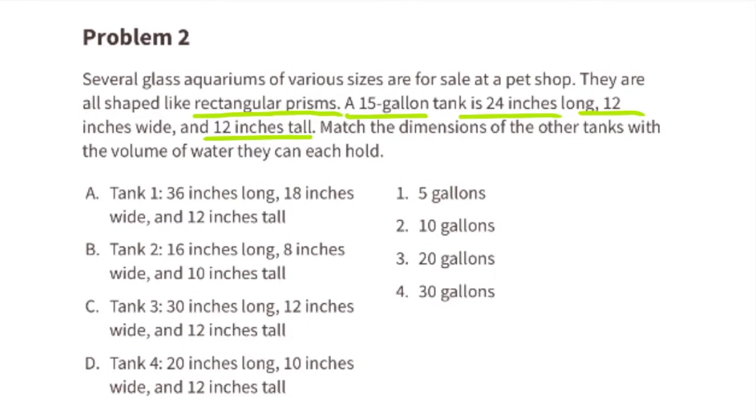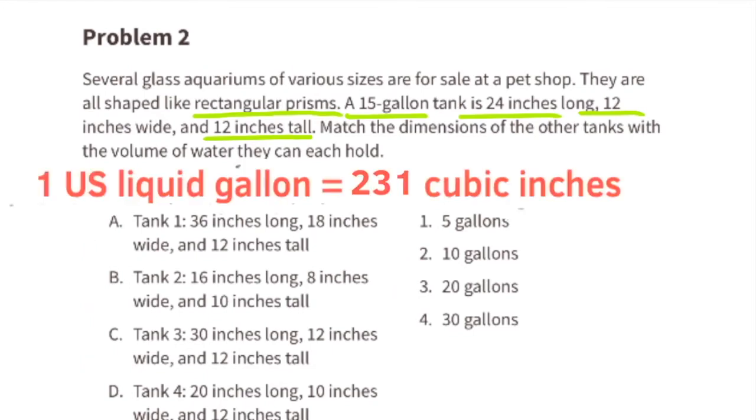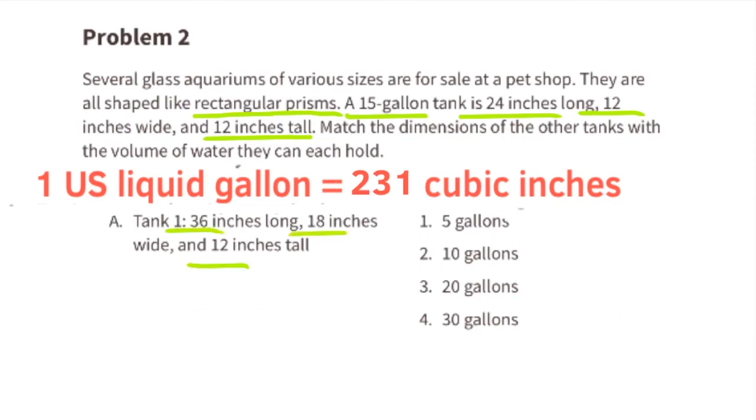I could just find the volume of each of these tanks and then see how many times larger or how many times smaller they are compared to the volume of the aquarium in the word problem. But I've decided to look up to see how many cubic inches are in 1 U.S. liquid gallon. And there's 231 cubic inches in a U.S. gallon. What I'll do is I'll find the volume for each of these aquariums, and then I'll see how many times 231 goes into the volume.